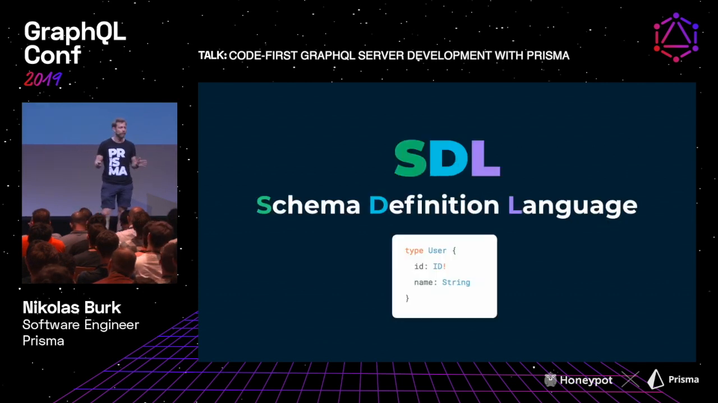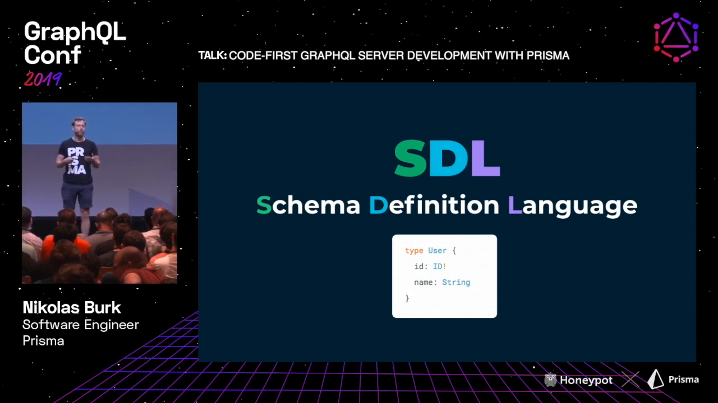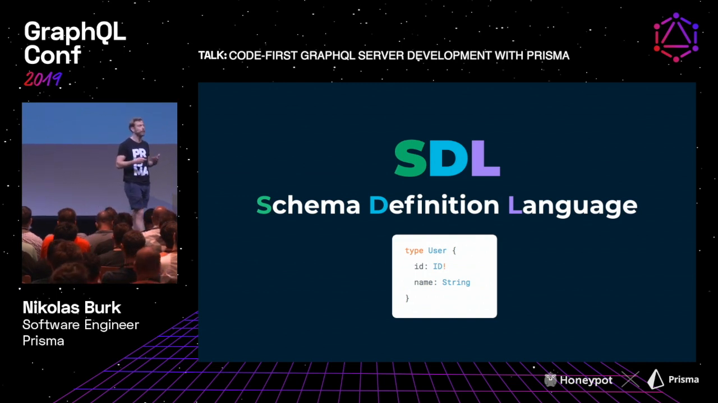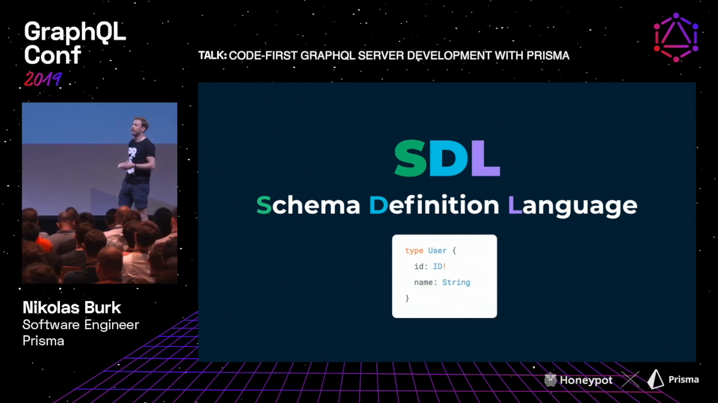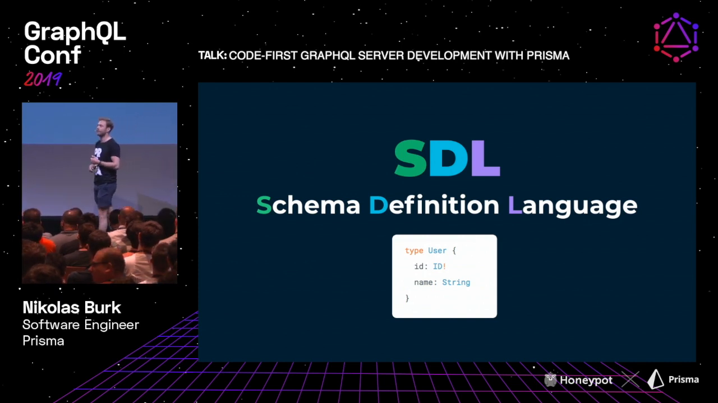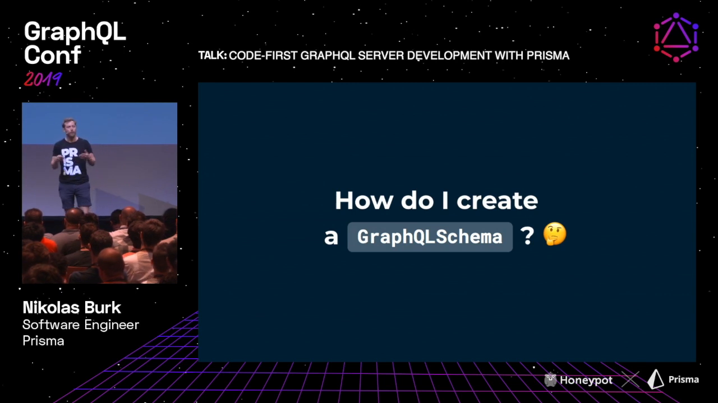And a quick reminder for everybody, in case you have forgotten what the SDL is, that's the GraphQL schema definition language that we typically use to describe the schema in a human-readable form. So here is a very simple example where we define a single user type with an ID and a name field. So how do you go about creating a GraphQL schema?